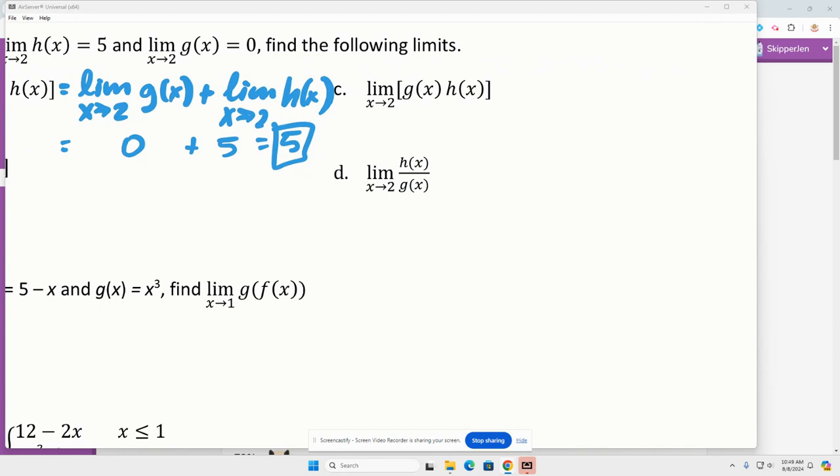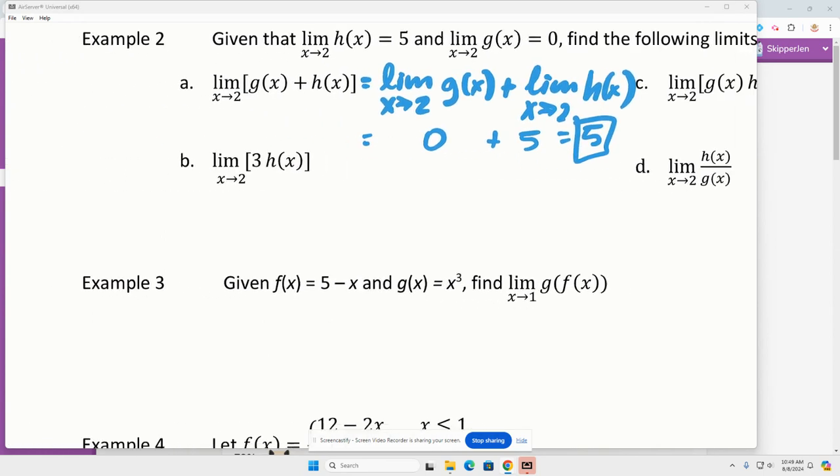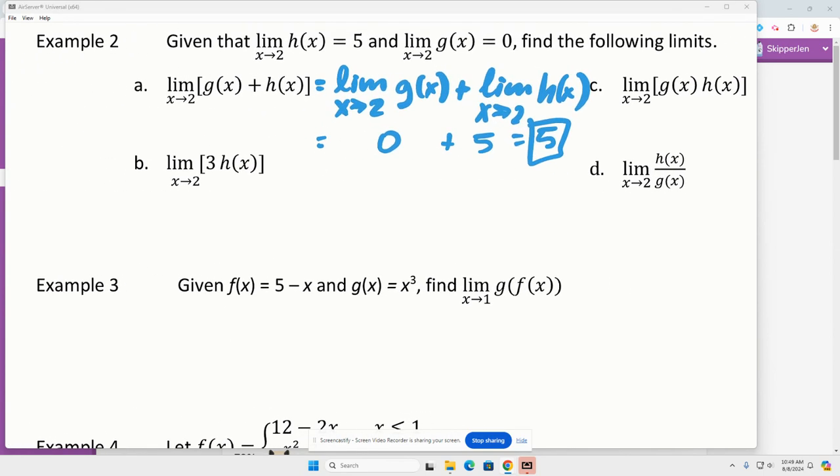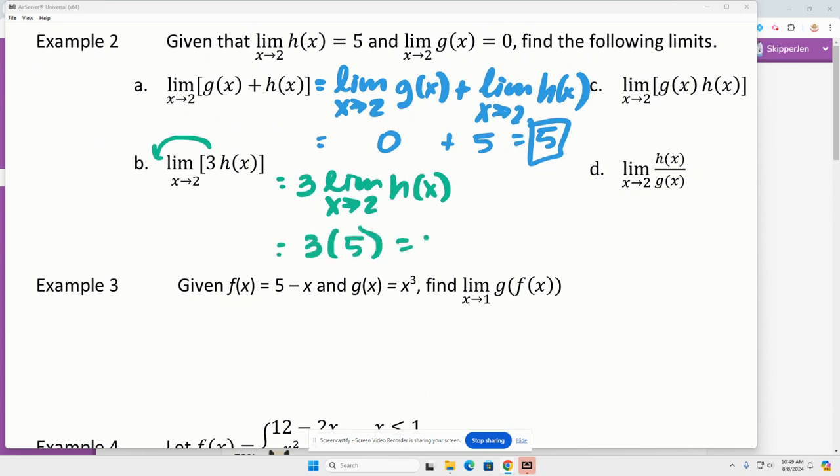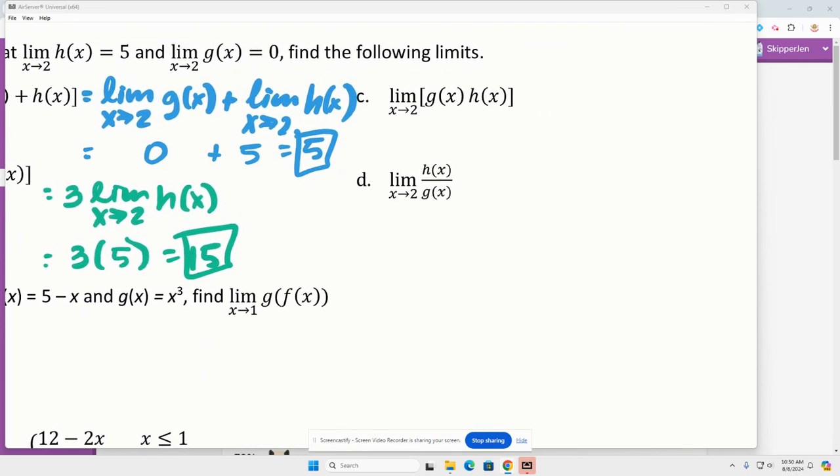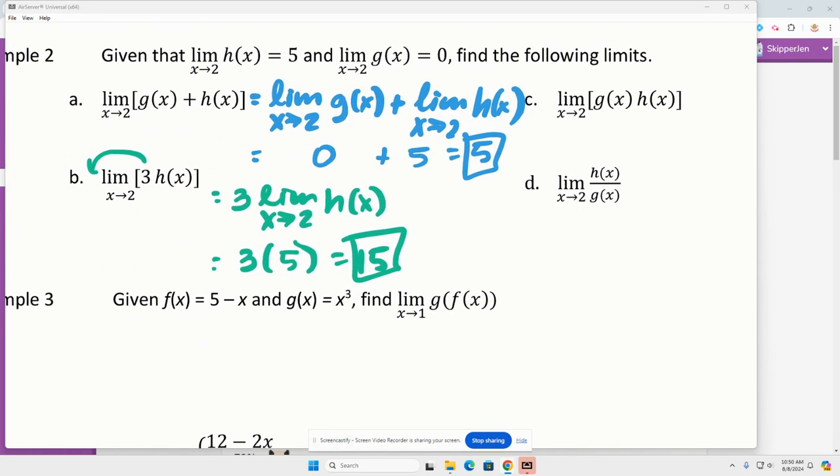All right, so let's do them in order. So B, what would you guys do with that 3? Yeah, let's just jump it out in the front. And again, you would most likely earn a point for writing out the property. And then the second point is going to come from the answer. All right, so why don't you guys try C and D on your own, please?